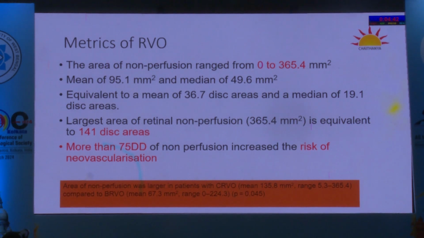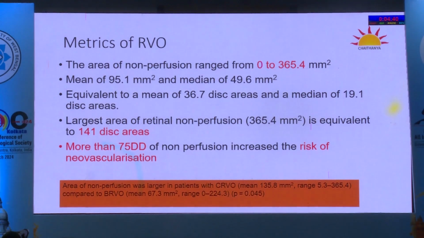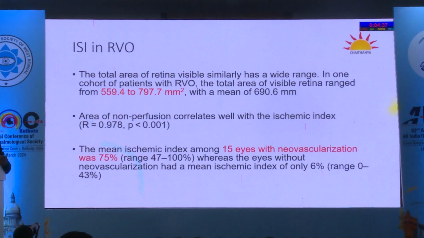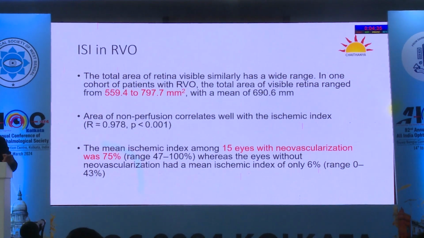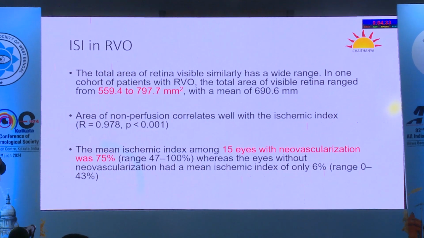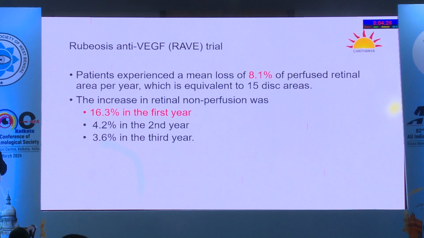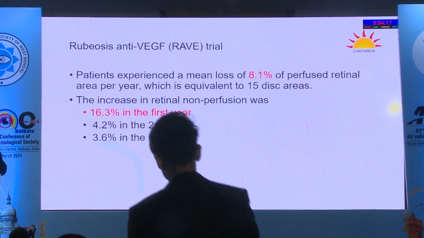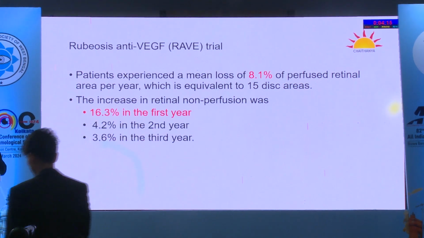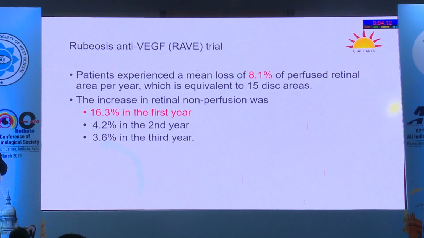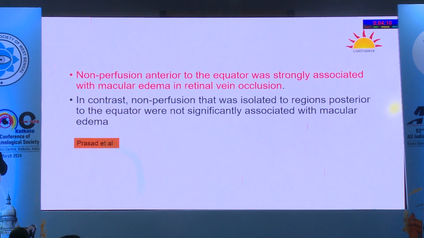A larger area of peripheral capillary non-perfusion than what we normally thought it was. This led to the concept of ISI, to note the ischemic index. What it means is, when the ischemic index was larger, there was higher risk of neovascularization, and when the ischemic index is smaller, the macular edema responded well. The progression of retinal ischemia was more in the first year, almost 16.3%, and there was a progressive reduction in the coming years. That means we need to follow up this patient aggressively for the first year.